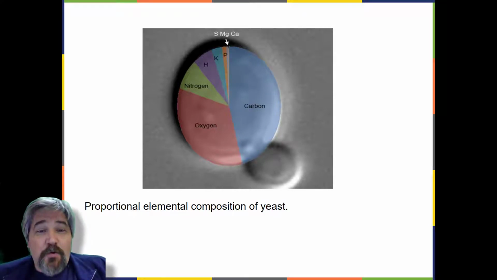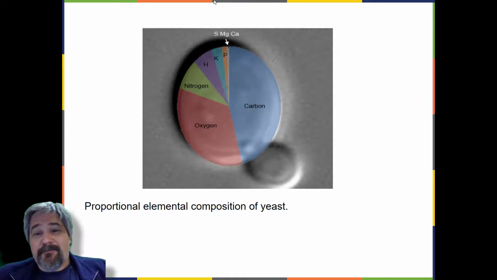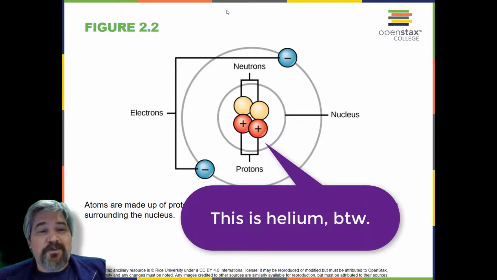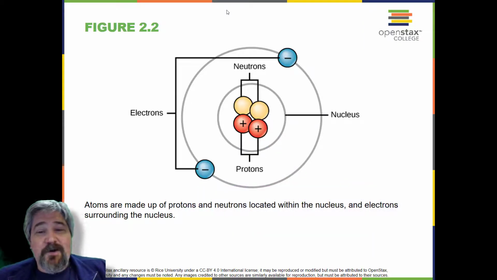All atoms contain protons, electrons, and neutrons. The only exception is hydrogen, which is made up of one proton and one electron. A proton is a positively charged particle that resides in the nucleus, which is the core of the atom, and has a mass of 1 and a charge of +1. An electron is a negatively charged particle that travels in the space around the nucleus. In other words, it resides outside the nucleus. It has a negligible mass and a charge of -1.